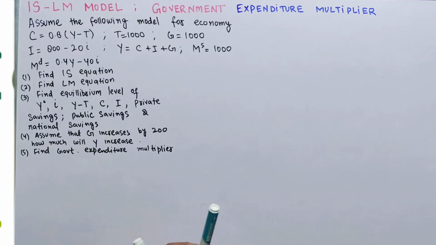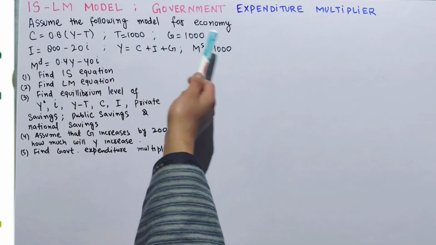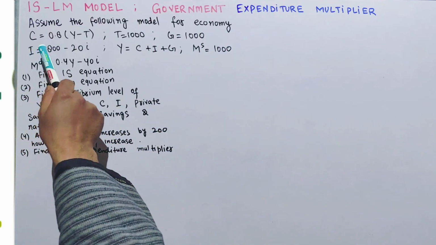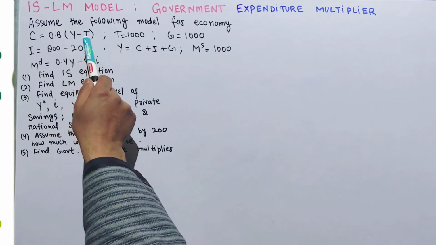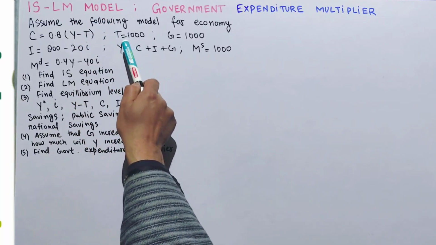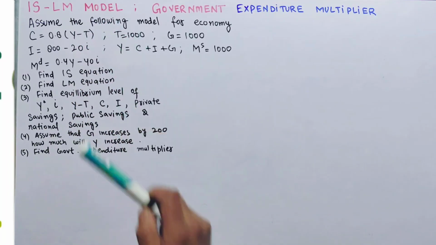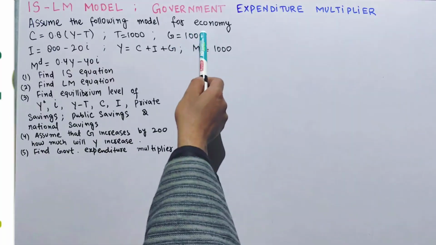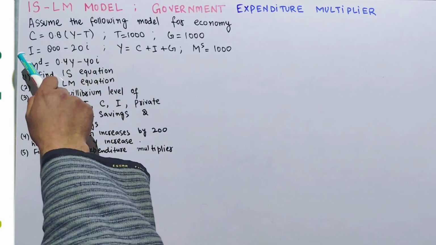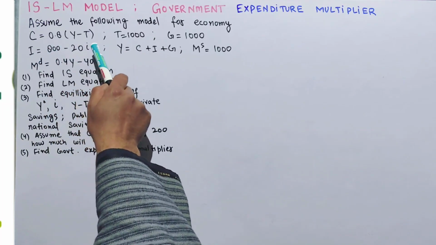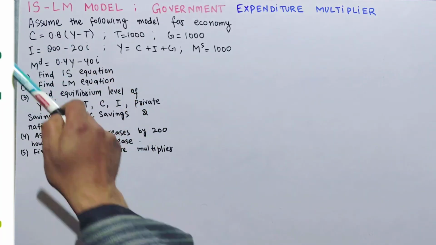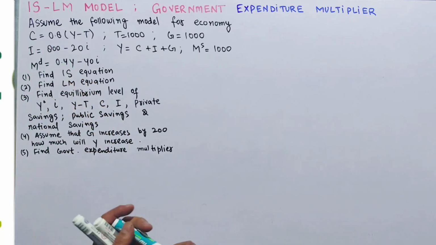Okay. So the question is, assume the following model for an economy. Consumption is equal to 0.8(y minus T). T denotes the taxes, and taxes are here autonomous or lump sum taxes, which is 1000. Government expenditure is also 1000. Investment is a negative function of the rate of interest, which is equal to 800 minus 20i. i denotes the rate of interest, and here 800 denotes the autonomous investment.